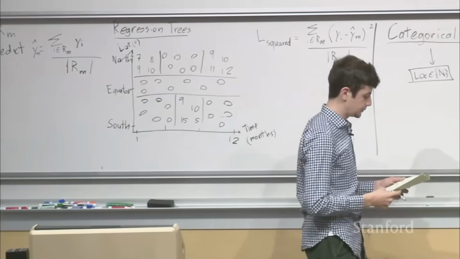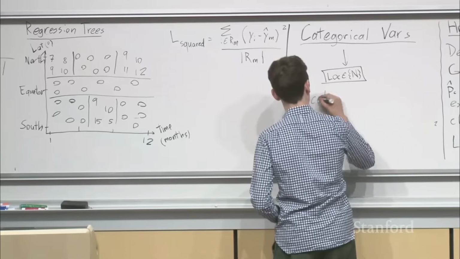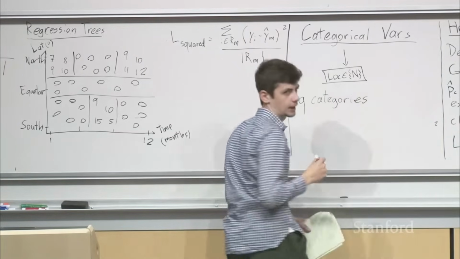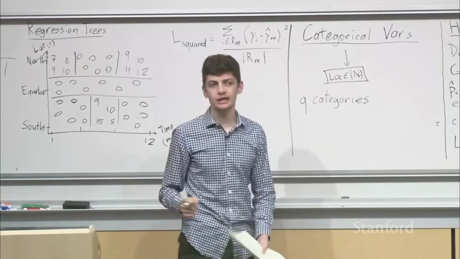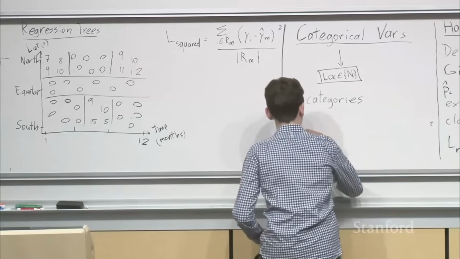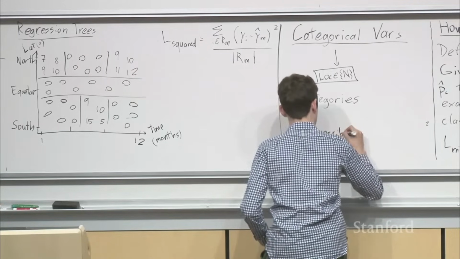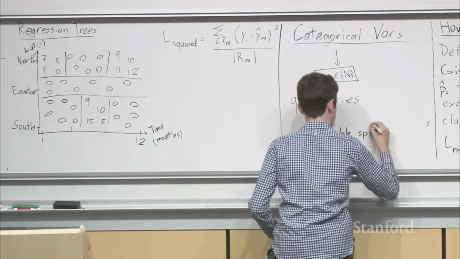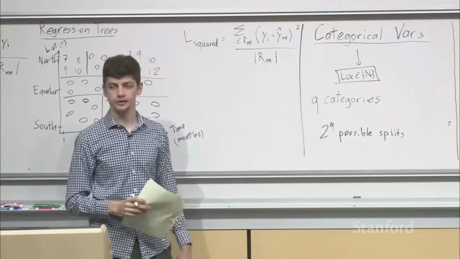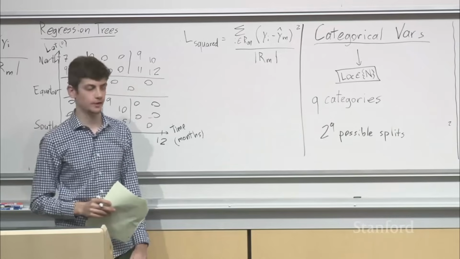One thing to be careful about, though, is that if you have Q categories, then you basically are considering every single possible subset of these categories. So that's 2 to the Q possible splits. And so in general, you don't want to deal with too many categories because this will quickly become intractable to look through that many possible examples.